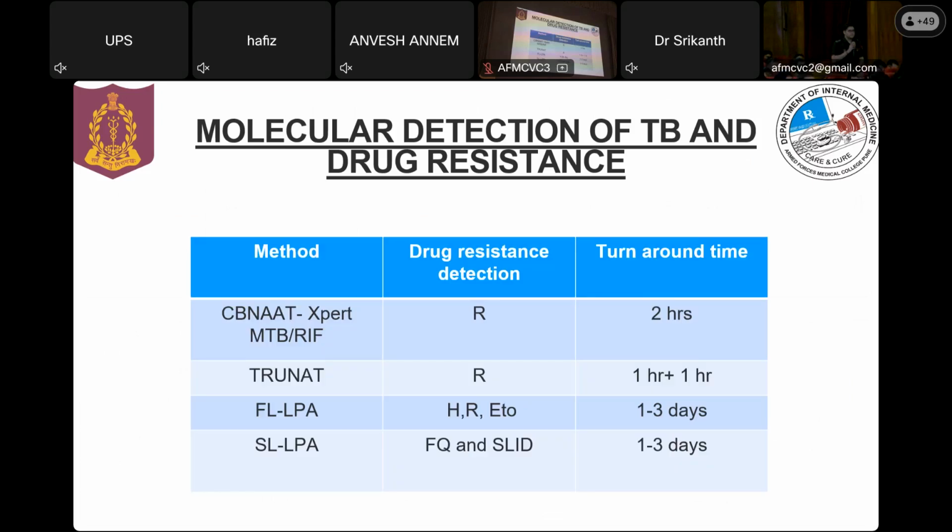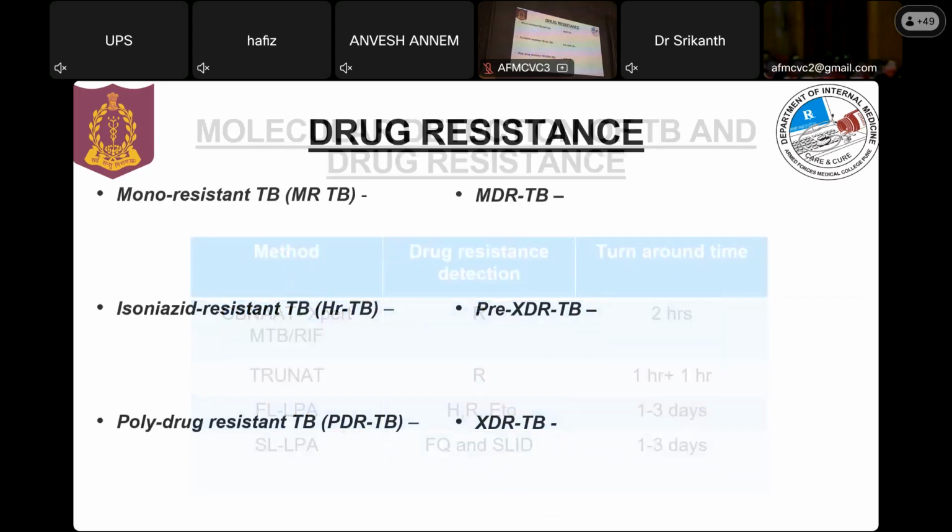And why is this important? Because they are rapidly testing the drug resistance, sir. And more important is that whenever we send the sample, as a resident we should be aware. It should not come after, say, 2 days, 3 days. CBNAT has a 2-hour turnaround time, so they should be able to give you the result. So you should chase the result. Okay. Fine. Next.